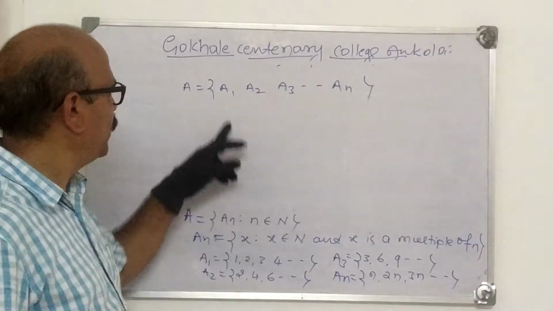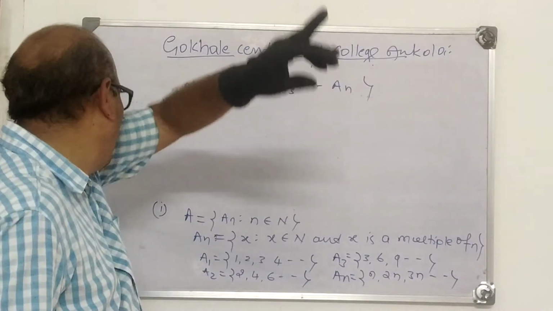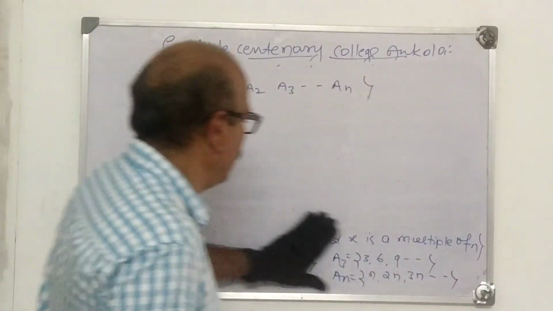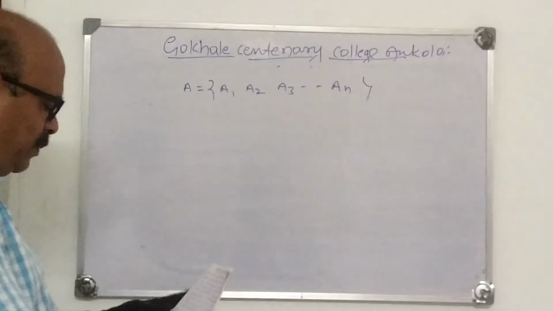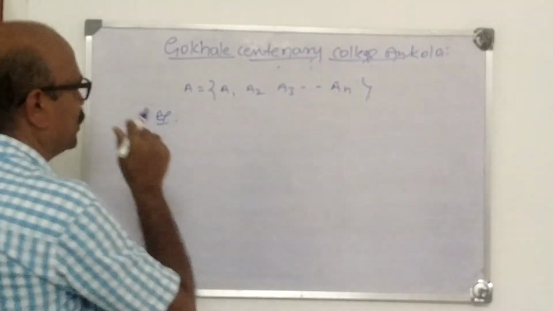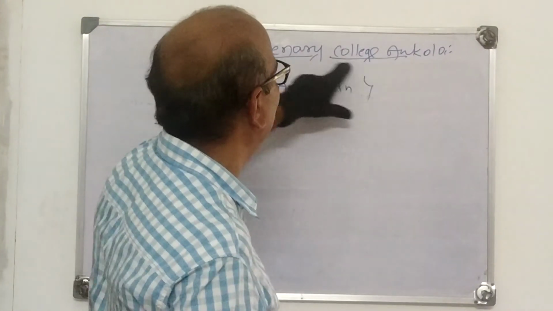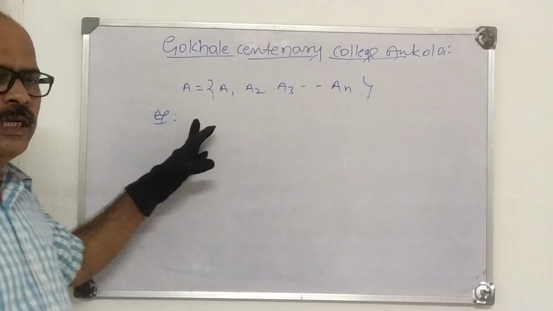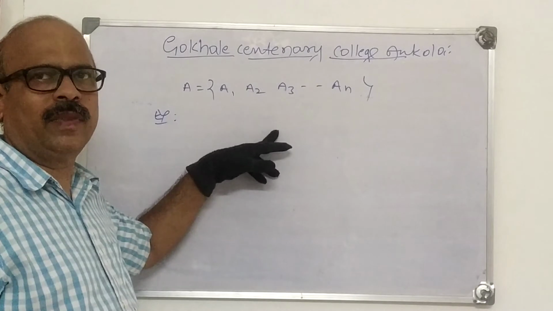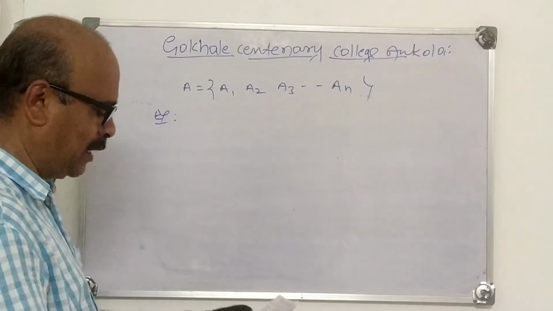What is A1? 1, 2, 3, 4, etc. A2: 2, 4, 6, etc. A3: 3, 6, 9, and so on. That is an indexed family of sets. Next, a second example. This is quite a new concept for you; you have not studied it in earlier classes. Therefore, to make this definition more clear, I take one more example.